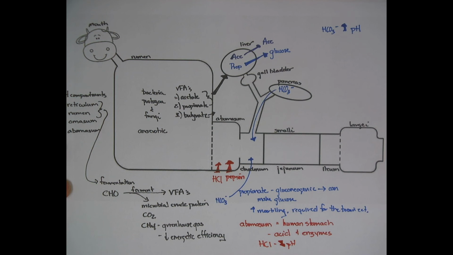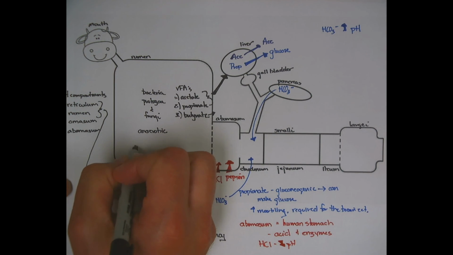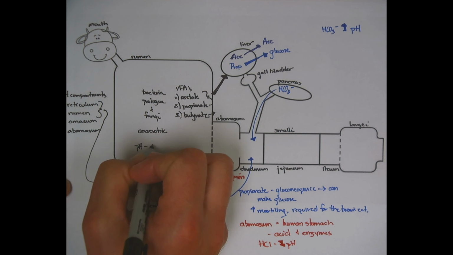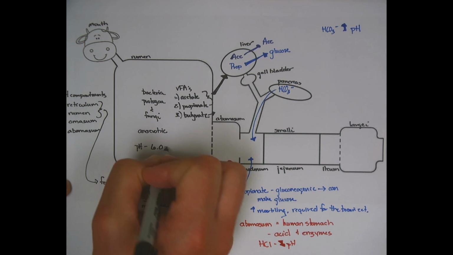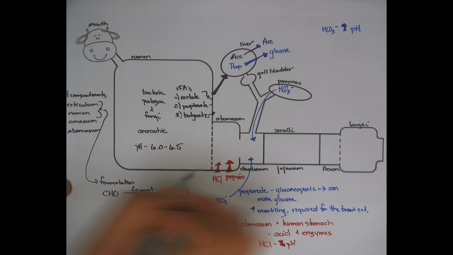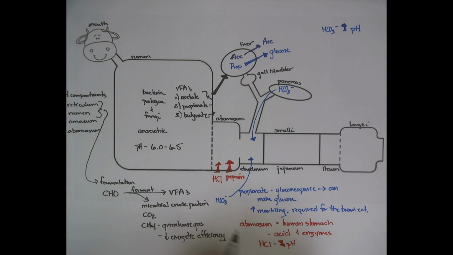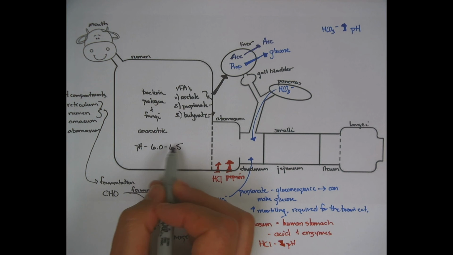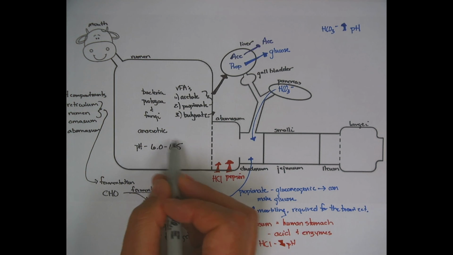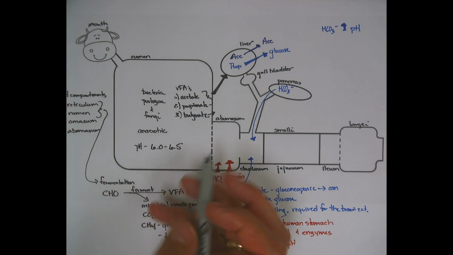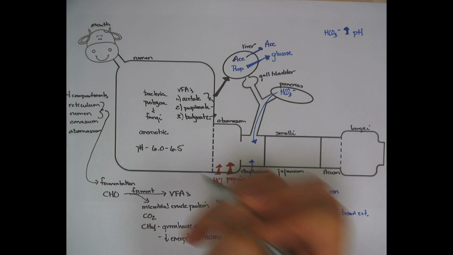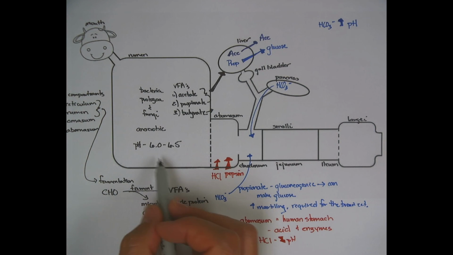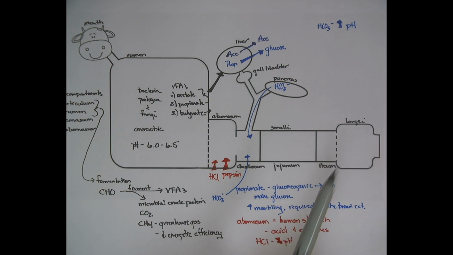Okay, and while we're talking about pH real quick, the pH in the rumen is normally around 6.0 to 6.5, maybe a little higher than that. If you're feeding, you might go all the way up to 7, but it's pretty common to see the pH around 6.5 as your normal pH with a normal diet. The more concentrate, we'll talk about that in a second, the more you're going to decrease that pH.